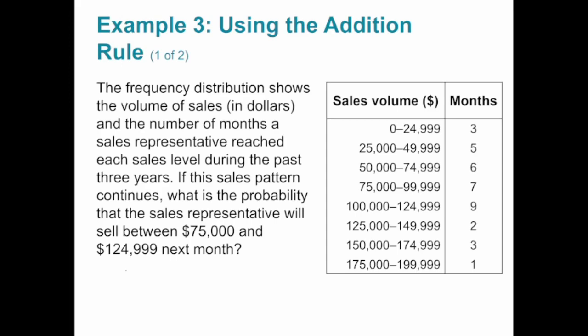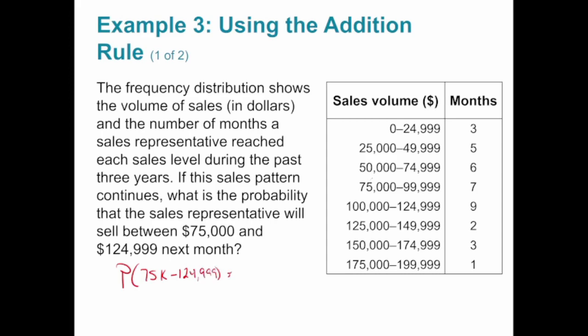So here in this example, the frequency distribution shows the volume of sales in dollars and the number of months a sales representative reached each sales level during the past 3 years. If this sales pattern continues, what is the probability that the sales representative will sell between $75,000 and $124,999 in the next month?